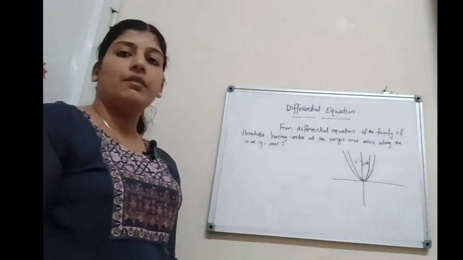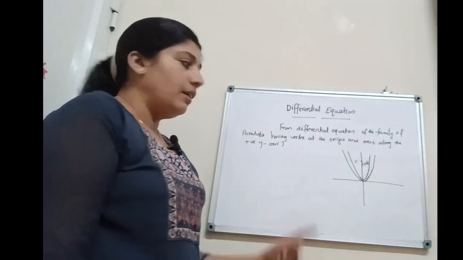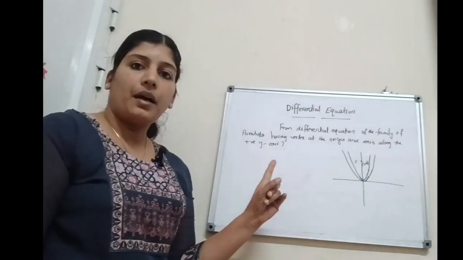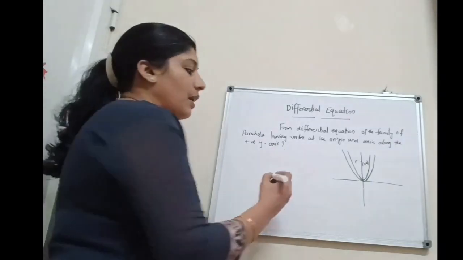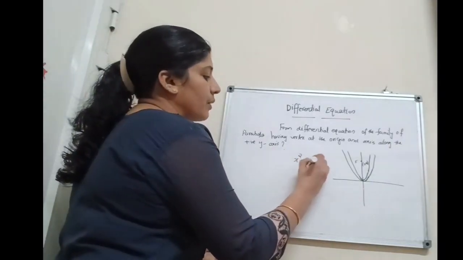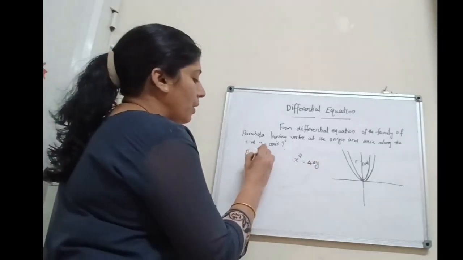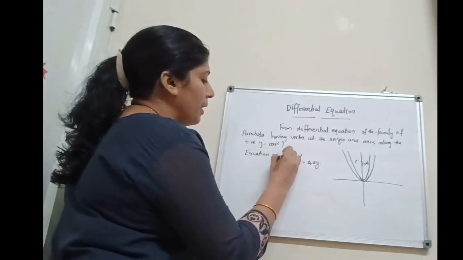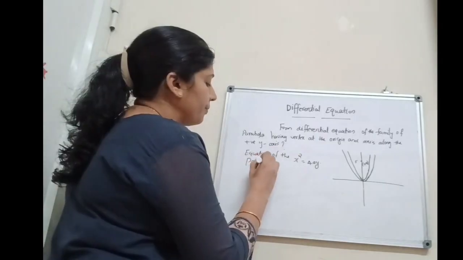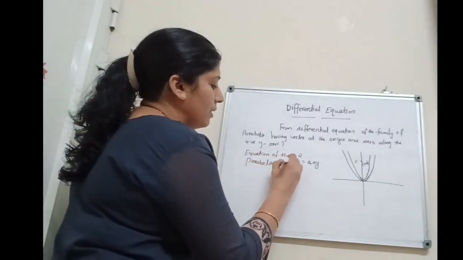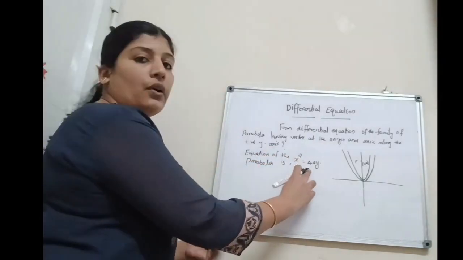Next question: form the differential equation of the family of parabolas having vertex at the origin and axis along the positive y-axis. Now, the equation of the parabola on the positive y-axis is what? x square equals 4ay. Therefore, the equation of the parabola on the positive y-axis is x square equals 4ay.